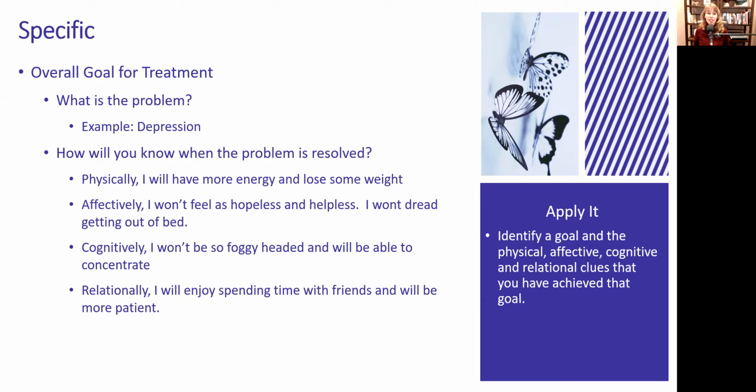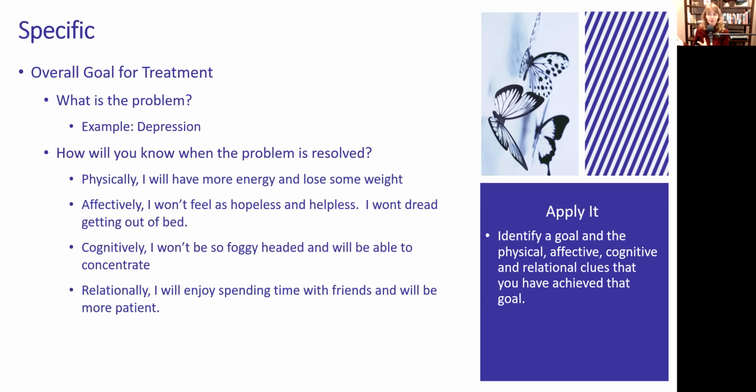Physically, I'll have more energy and maybe lose some weight. Affectively, I won't feel as hopeless and helpless, and I won't dread getting out of bed every day. Cognitively, I won't be so foggy headed all the time. I'll be able to concentrate and actually get my work done. And relationally, I'll enjoy spending time with my friends, and I'll be more patient instead of just wanting to stay by myself under the covers and binging on Netflix. Okay. So those are all very observable goals, very observable endpoints that I can look at and say, yes, I've achieved it, or no, I haven't.